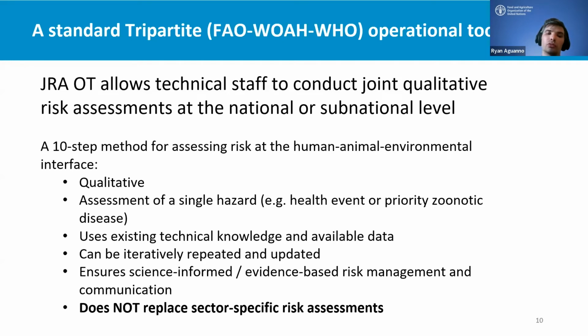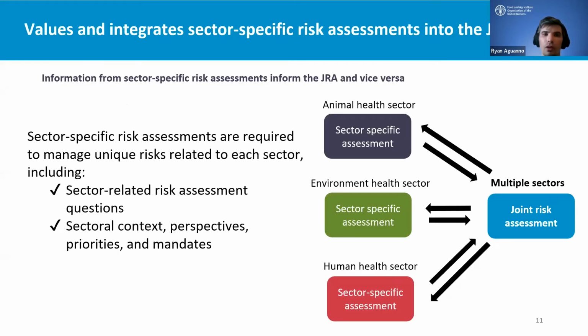It very much does not replace sector-specific risk assessments, though. It was not created to remove those from our practices. So the sector-specific risk assessments, as I explained in the slide about those, have a lot of uses and have been created to suit the needs of those sectors. And a lot of risk management and communication may still exist within those sectors, of course. So there's a place certainly for multi-sectoral and unisectoral risk assessments. So information from sector-specific risk assessments informs the JRA and vice versa. So you can take your joint risk assessment outcomes and outputs and bring those to a unisectoral risk assessment in the future to strengthen that. And so that's basically what this slide is saying.